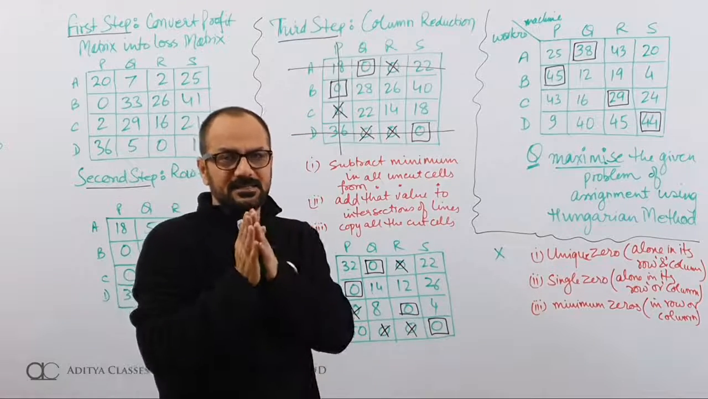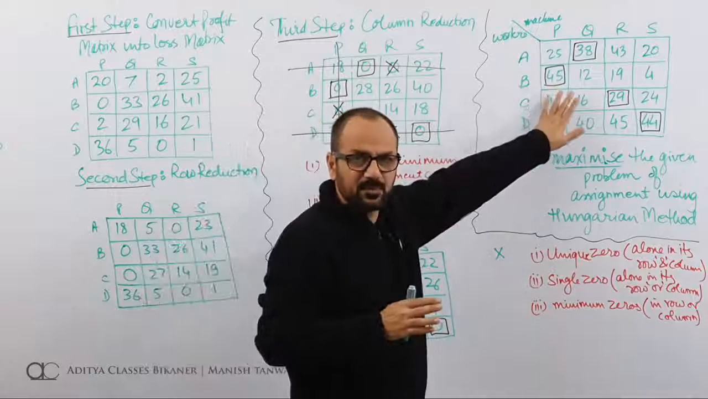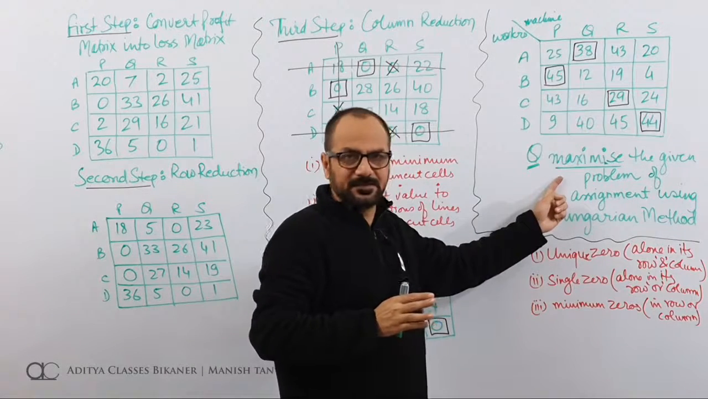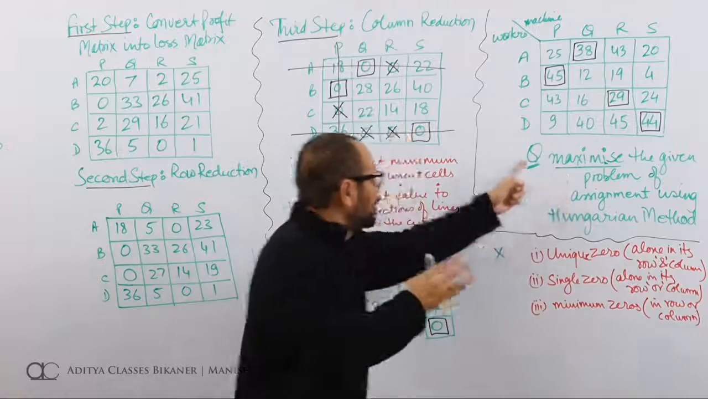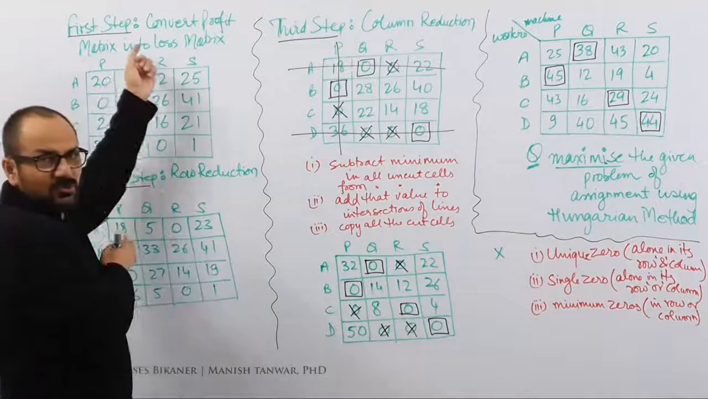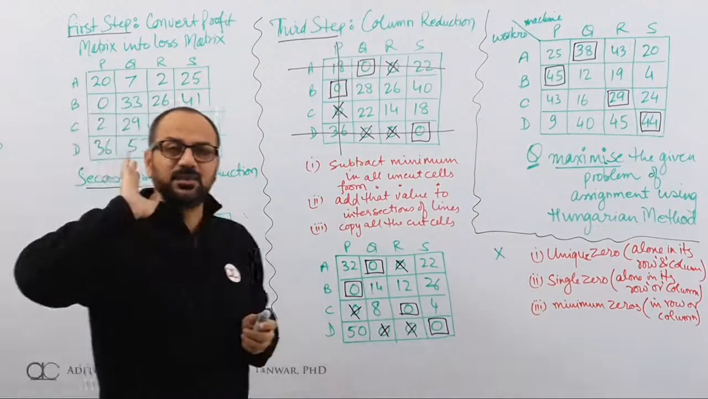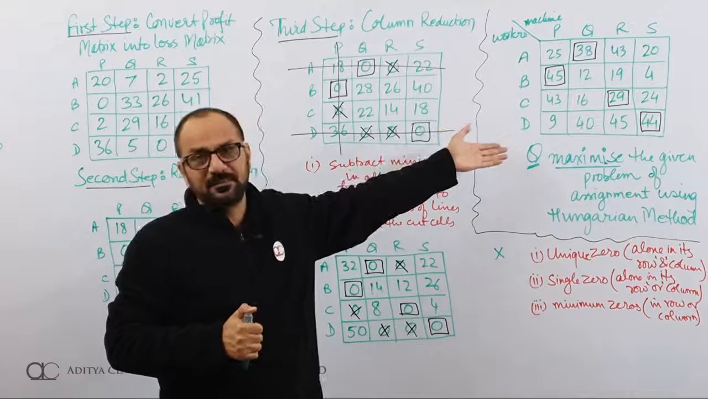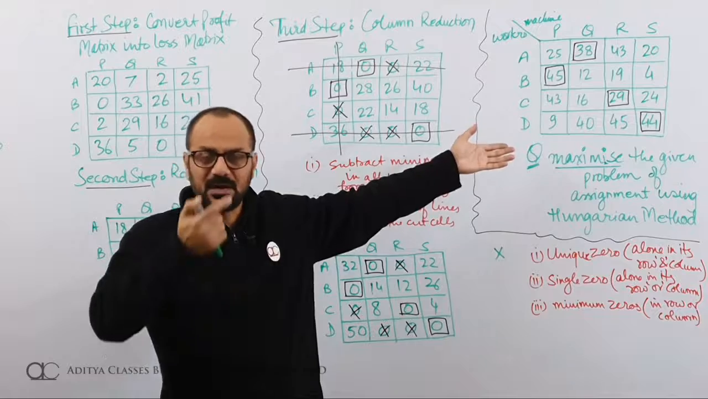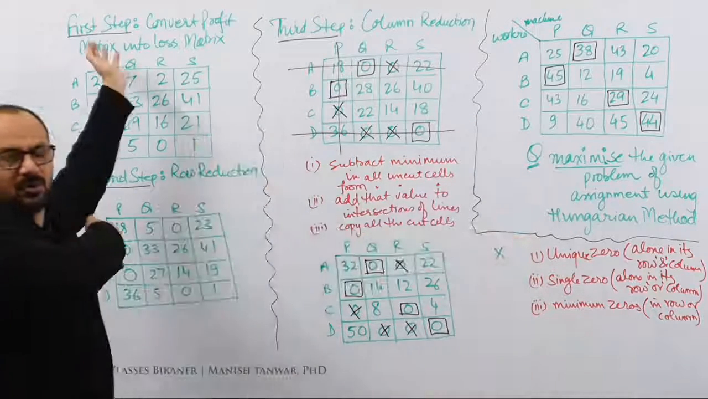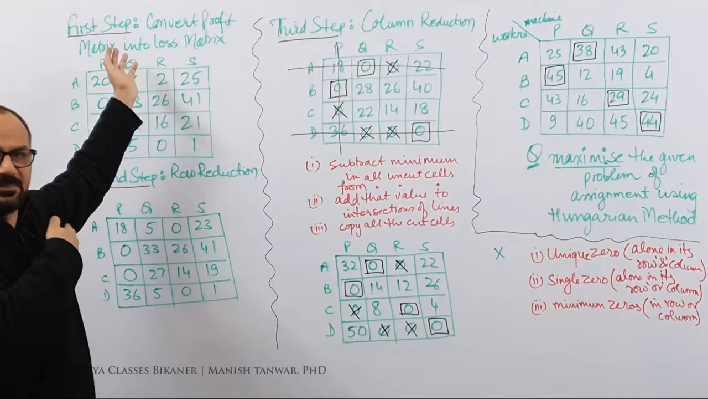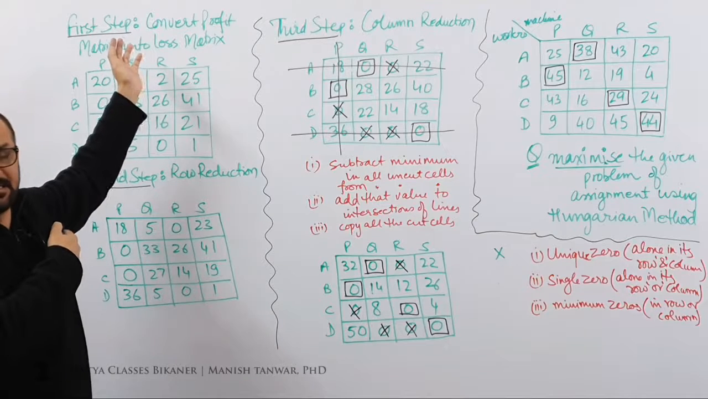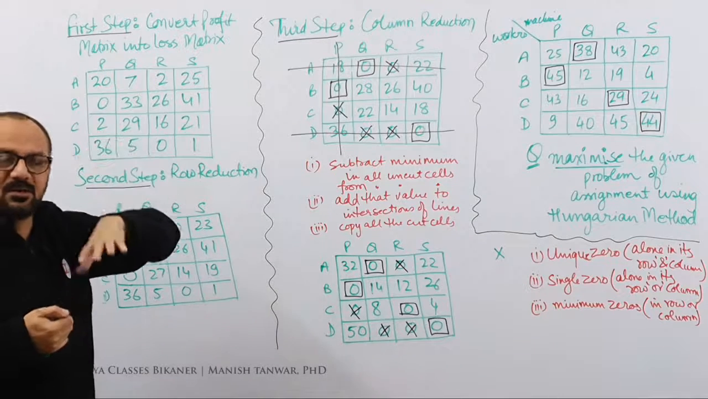So now do you understand the sequence? We were given this problem to maximize it. I converted this profit matrix into a loss matrix because assignment only knows one thing. It only knows how to minimize things. But profit cannot be minimized. Profit needs to be maximized. So I converted this profit into loss. Now assignment will minimize this also. And in turn, what is it doing? It is minimizing the losses.